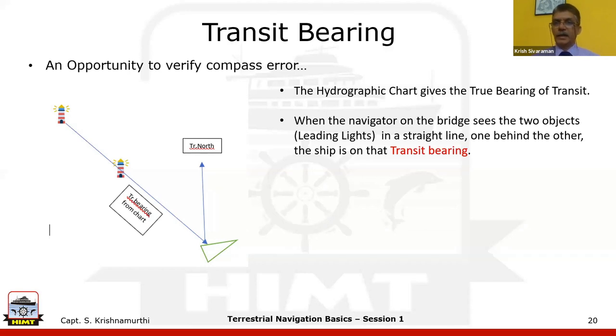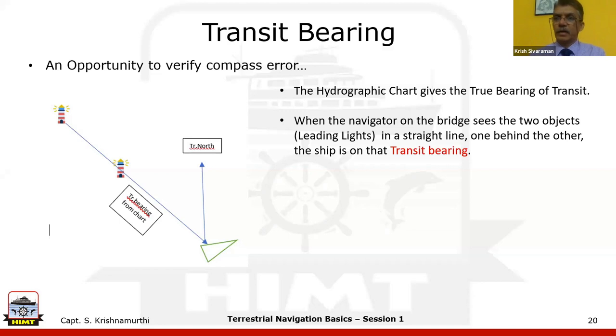Now, how many of you know this CADET rule? If you want to convert your compass bearing to true bearing or compass course to true course, have you heard of the CADET rule? C-A-D-E-T. Compass to true, you just write C-A-D-E-T, cadet. From C to T, compass to true, add easterly error. True to compass, you subtract easterly error.